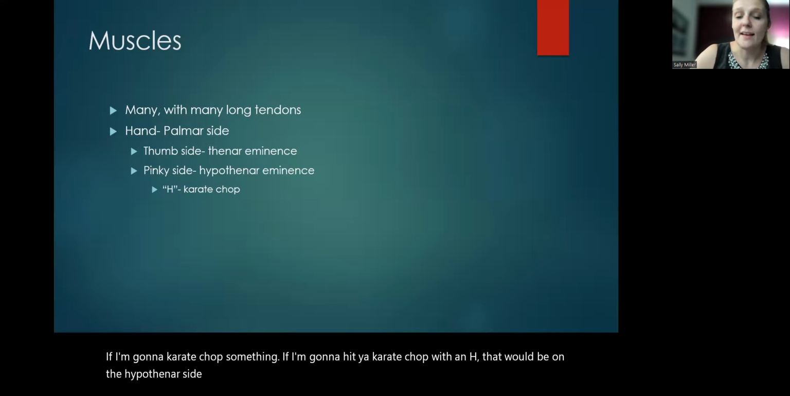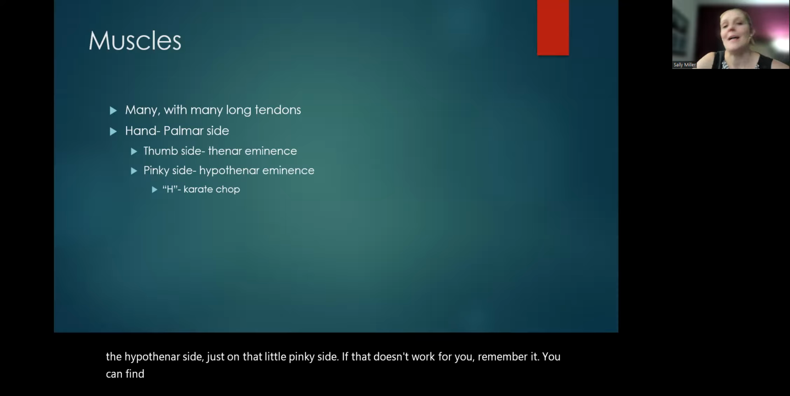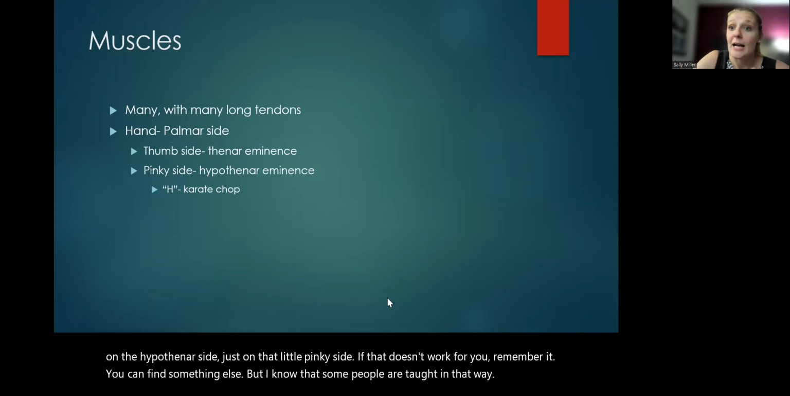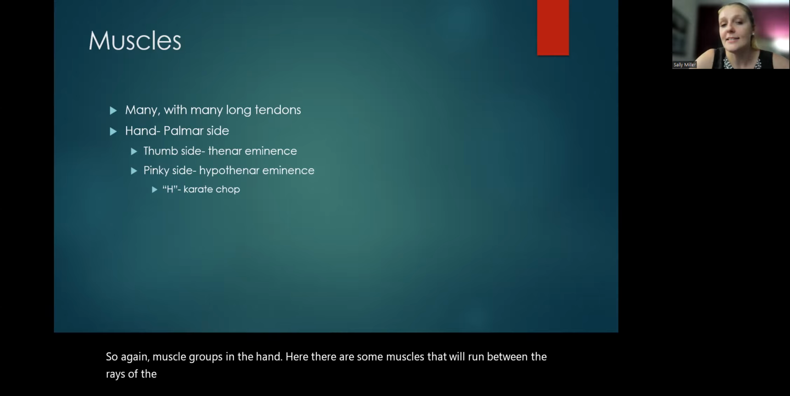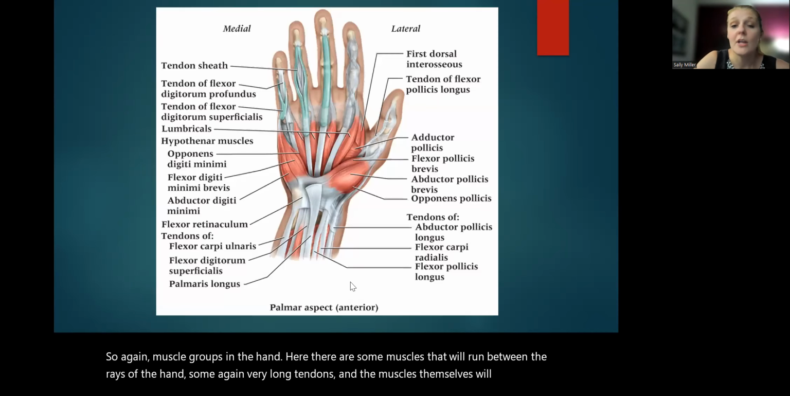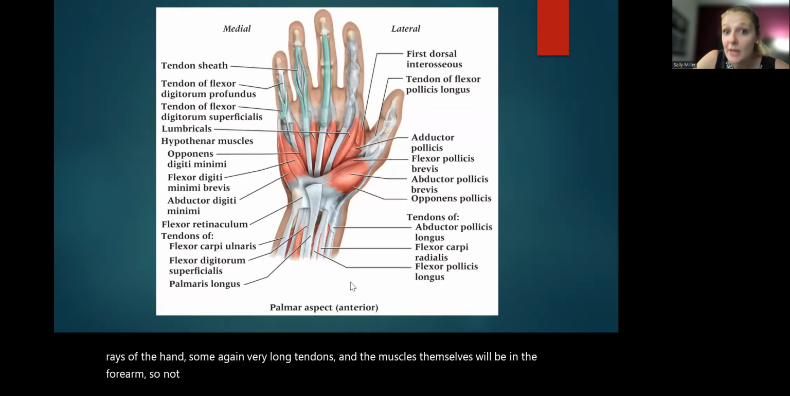Just on that little pinky side. If that doesn't work for you to remember it, you can find something else, but I know that some people are taught that way. So again, muscle groups in the hand here. There are some muscles that will run between the rays of the hand. Some, again, very long tendons, and the muscles themselves will be in the forearm. So not super important that you memorize this picture. It's just to kind of show you what these muscle groups look like.